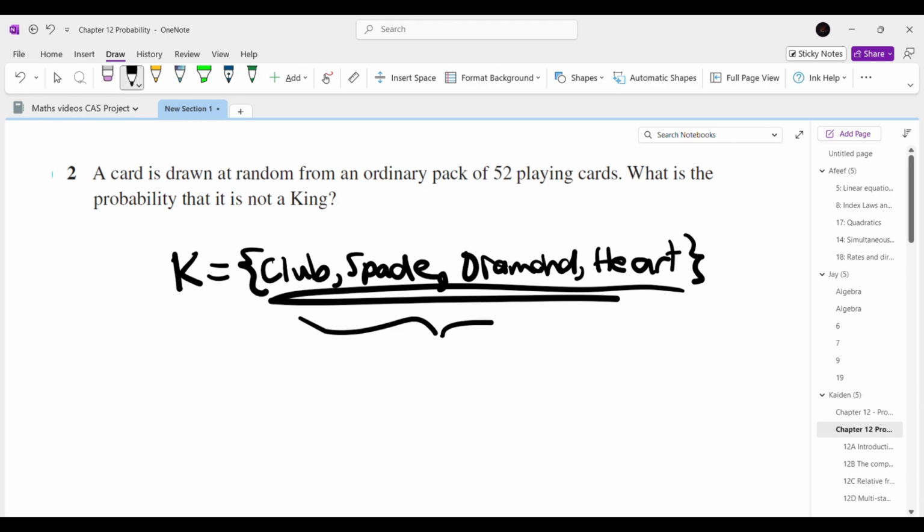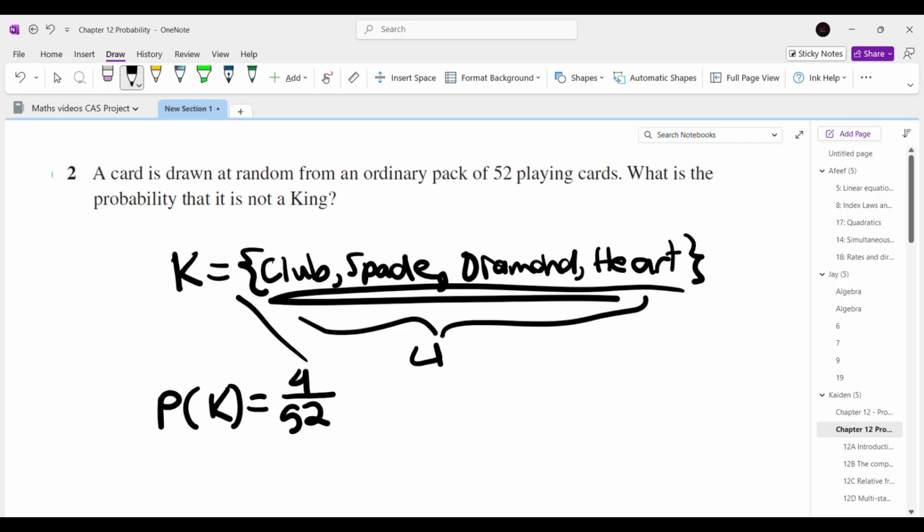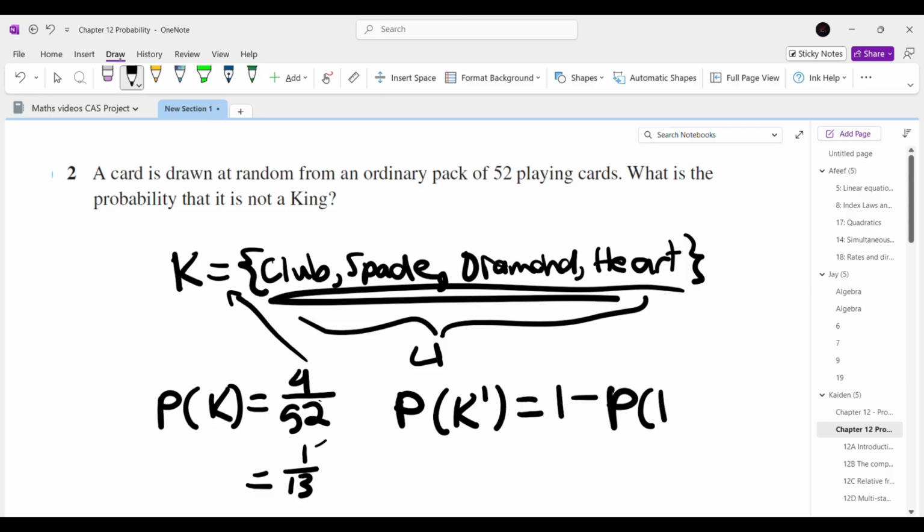So there are 4 possible outcomes here out of 52. So the probability of K occurring is 4 over 52, because these 4 outcomes are favorable to being a king, and this is the total number of cards. And this simplifies down to 1 over 13. So when we're trying to find the probability of not K, we can use our rule from before, where the probability of K plus the probability of not K equals 1. And you can rearrange it like this. So 1 minus the probability of K will give the probability of not K.